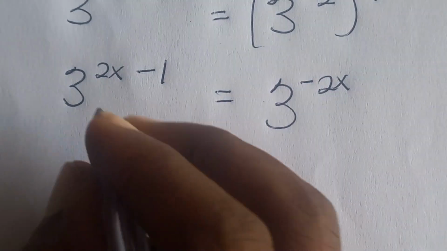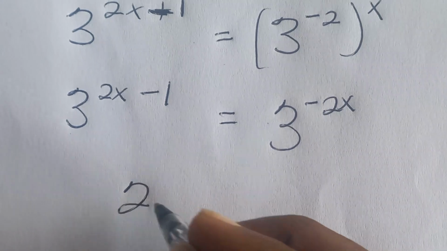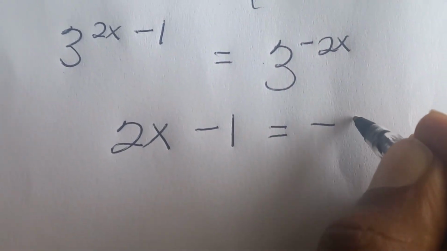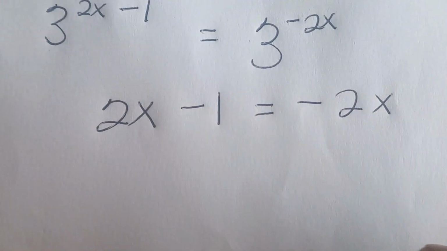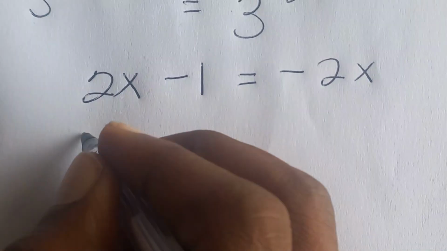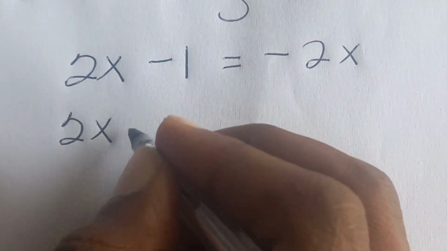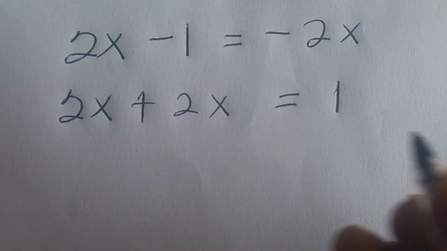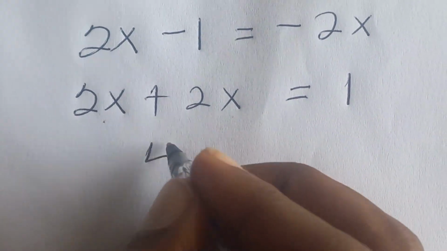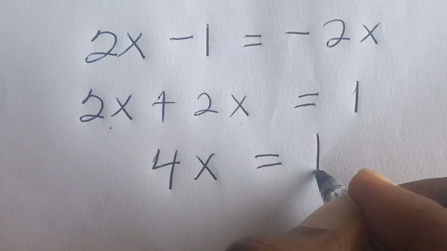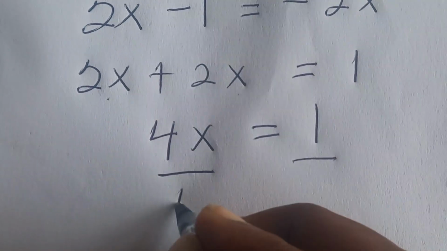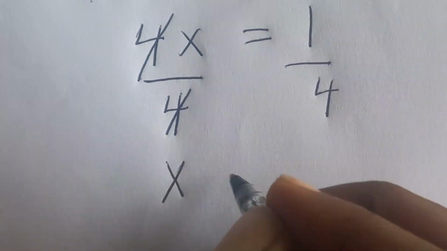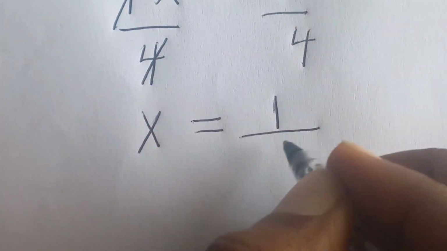So we are going to get 2x minus 1 is equal to negative 2x. So we group like terms, we are going to get 2x plus 2x is equal to 1. So 2x plus 2x, we are getting 4x here, which is equal to 1. So we divide both sides by 4. 4 cancels 4, so x is equal to 1 on 4.